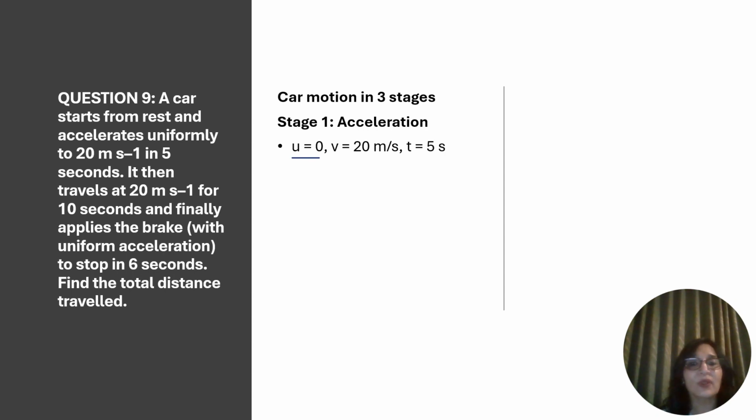What is the final velocity? V, that is 20 meter per second, and time is 5 seconds. Now once again, if we have to calculate the distance here, it is average velocity into time. So once you substitute the values, you get 20 upon 2 into 5. So the distance in the first stage will be 50 meter, because our main aim is to calculate the total distance traveled, which is in the question.